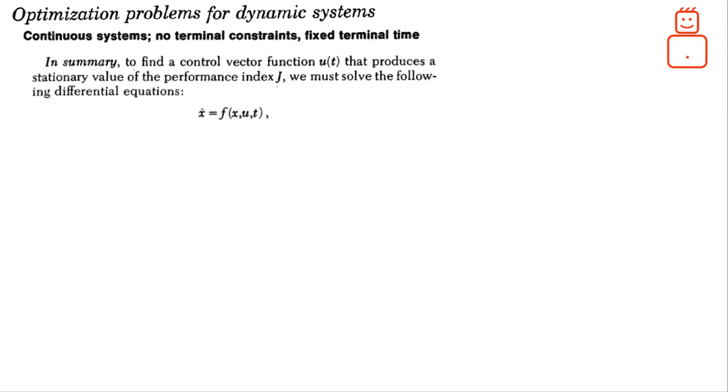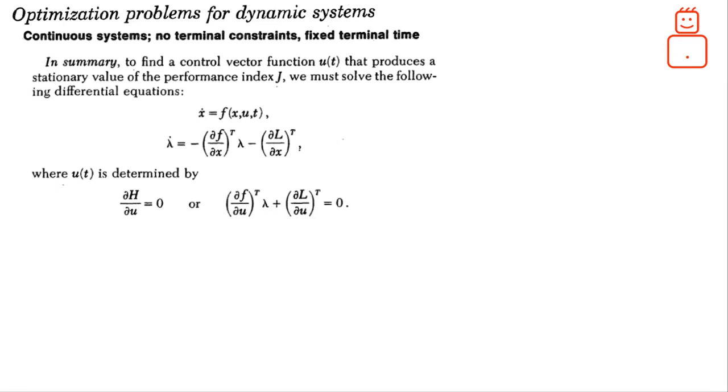First, the dynamic of the process. And second, the expression that we had derived for the lambda dot. The control action function u of t can be determined by setting the partial derivative of the function H with respect to u to 0, or subsequently set the following expression to 0. Keep in mind that we have boundary conditions for the first two terms as follows.